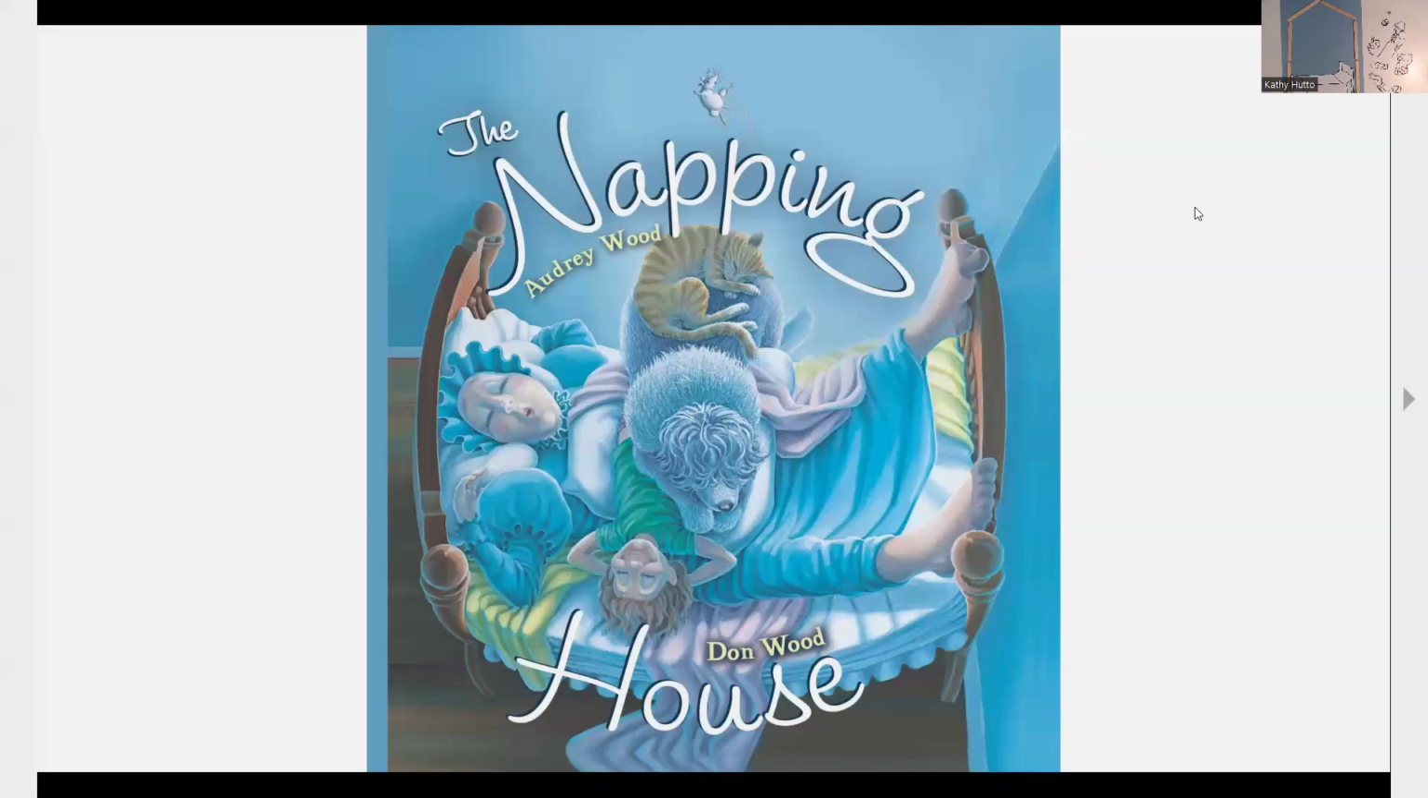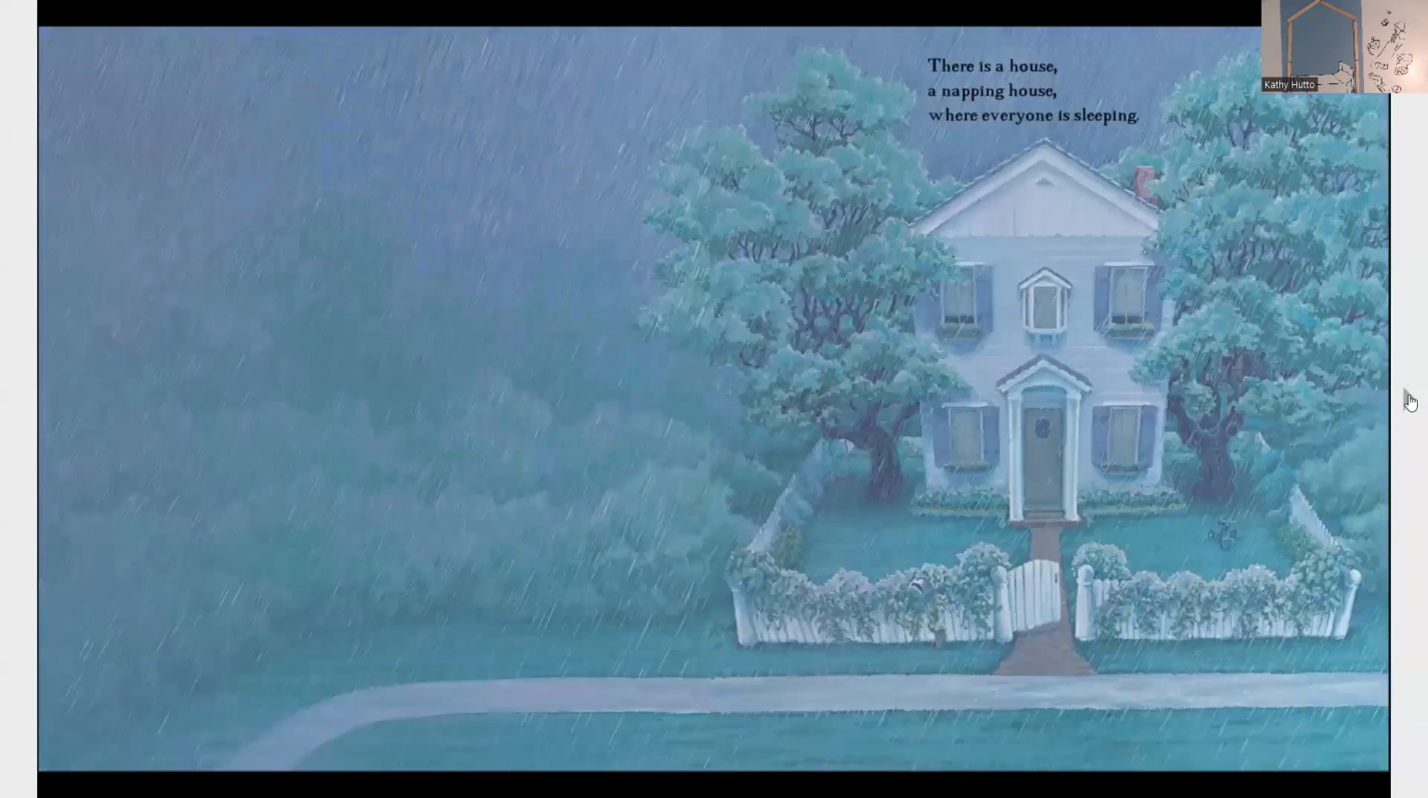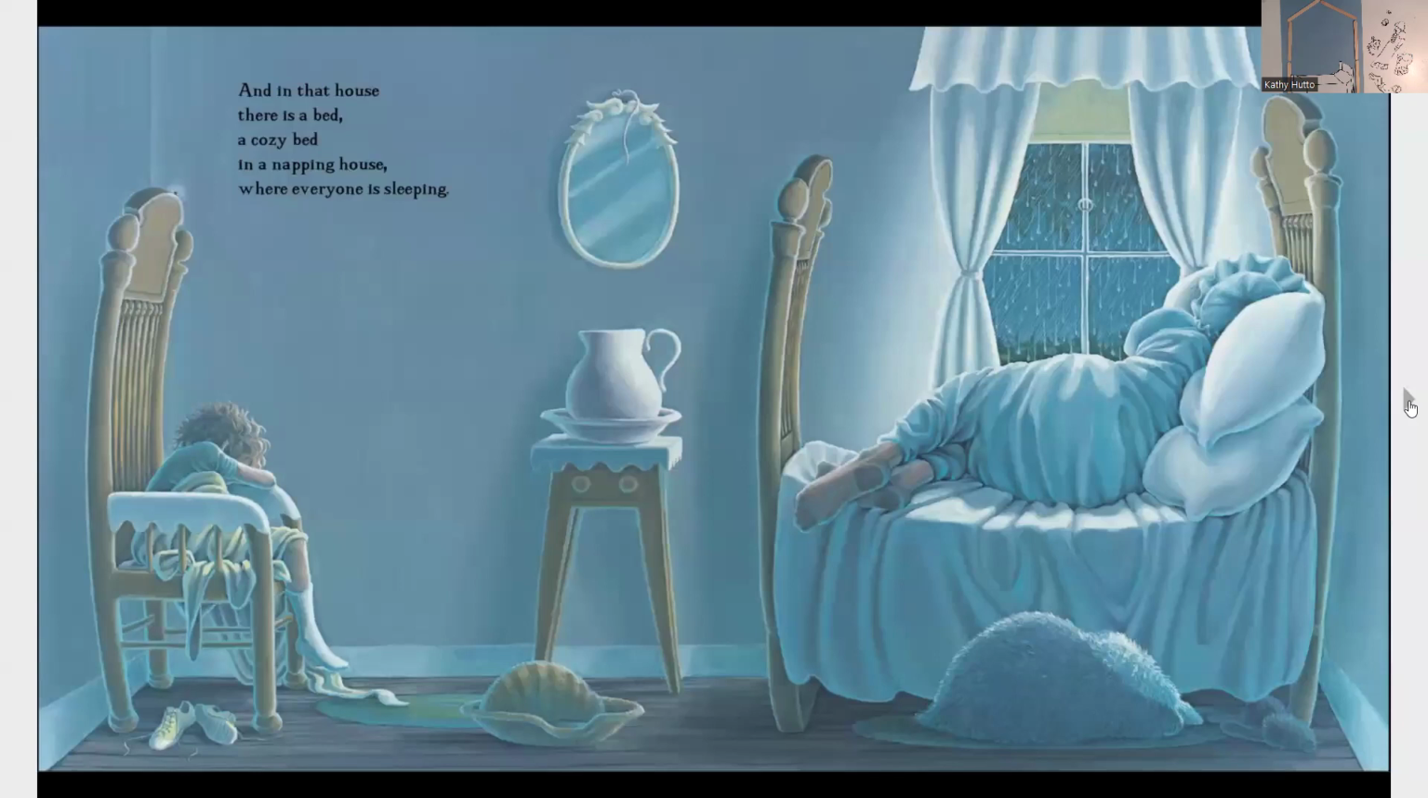Let's read the story, The Napping House by Audrey and Don Wood.